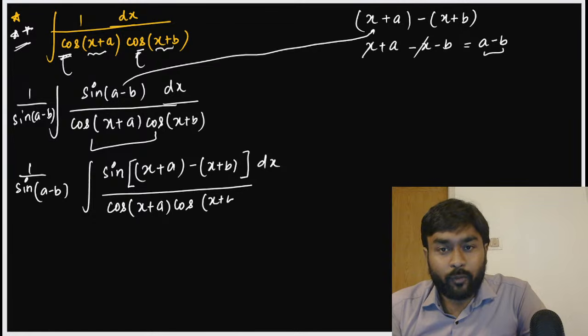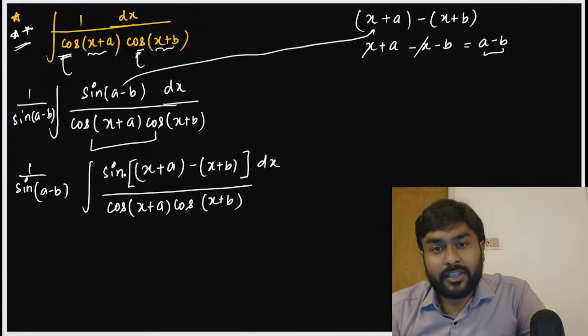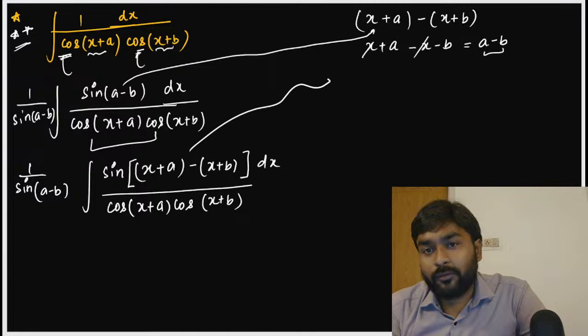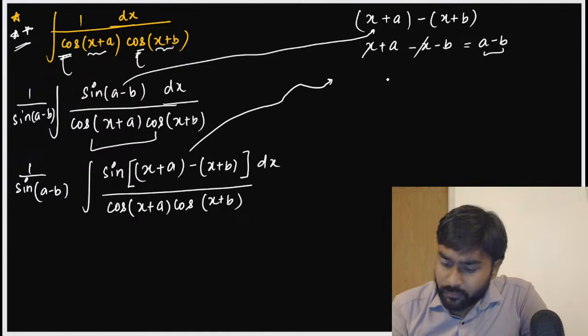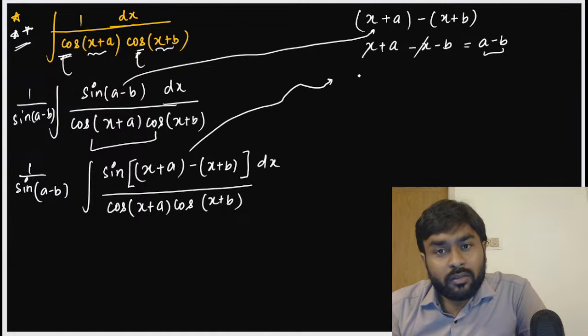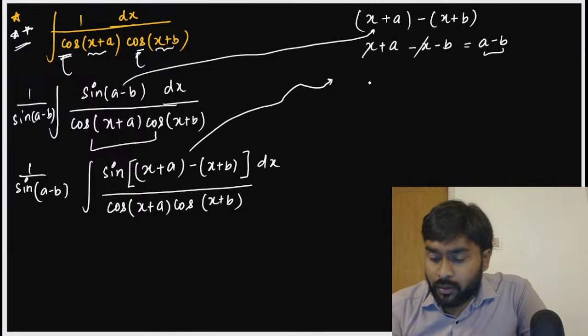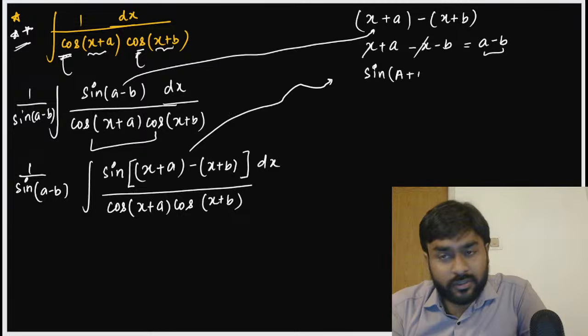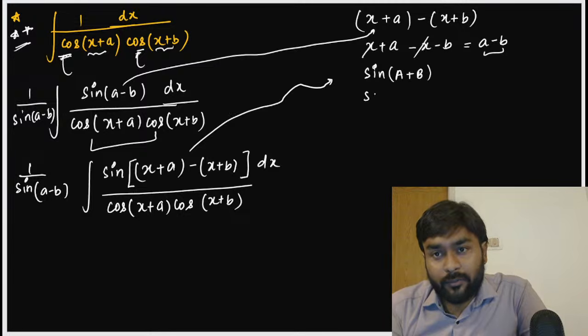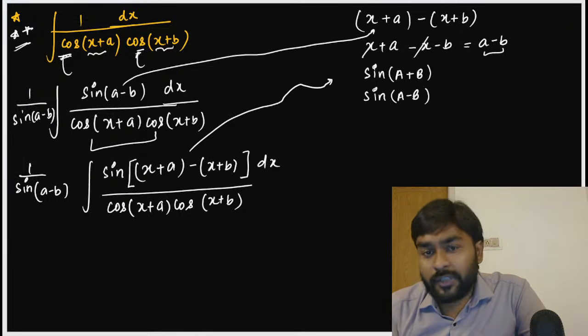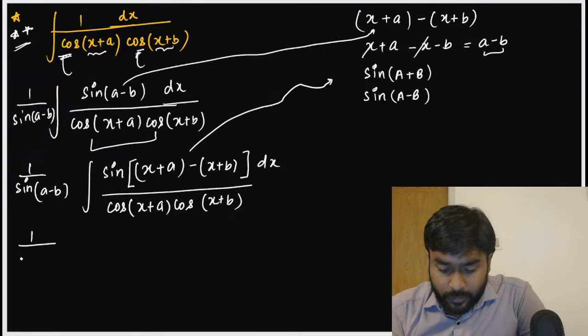Okay, again a formula. So this formula is the sine a minus b formula, I think. So what is the sine a minus b formula? Okay, so the sine a plus b formula is sine a cos b plus cos a sine b. And if I'm writing sine a minus b, then sin a cos b minus cos a sin b. So that we will write. So 1 by sin a minus b, this as it is.